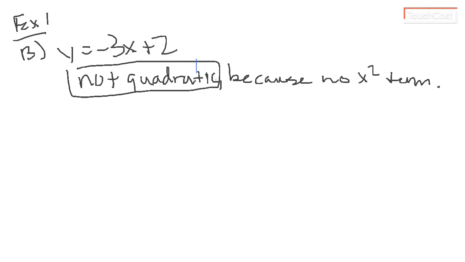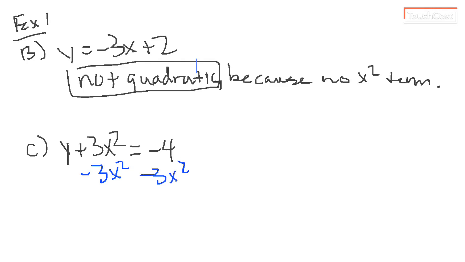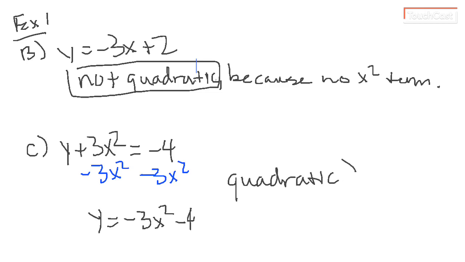So then let's look at example 1c. We're going to have y plus 3x squared equals negative 4. We're going to solve this first for y. So to do that, we're going to subtract 3x squared on both sides. We're going to end up with y equals negative 3x squared minus 4. Well, we have an x squared term, so we can say that this is quadratic because we have a term with an x squared.